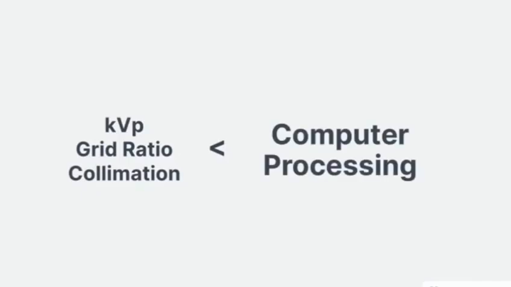Before we discuss this any further, you should know this. These procedural factors only have a small influence on image contrast. Why is that? Because computer processing algorithms are very good at creating image contrast regardless of the operator's selection. In digital radiography, computer processing is the most important factor determining image contrast.